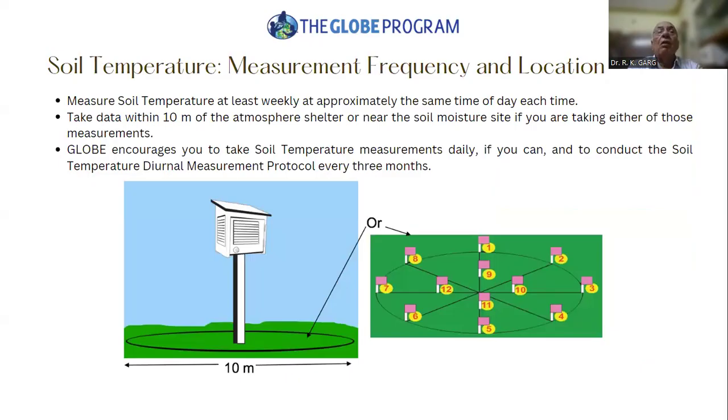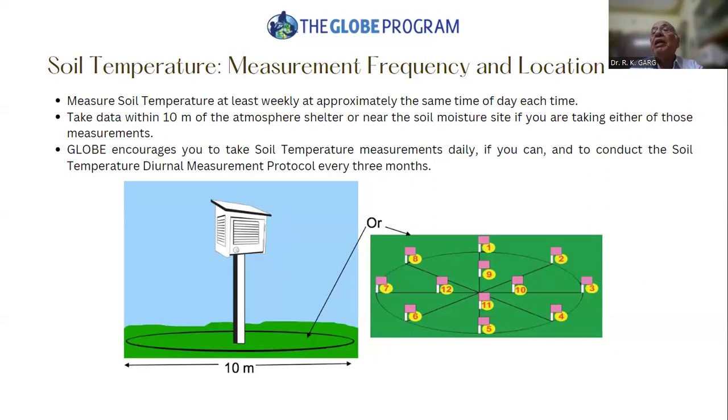So, we in GLOBE measure the soil temperature. The soil temperature is generally measured preferably every week. And when we measure the temperature, it should not be like this, that during winter season, we go to measure the temperature at 2 p.m. and during summer season, we go to measure the temperature at 8 a.m. No, it should always be at the same time in each day.